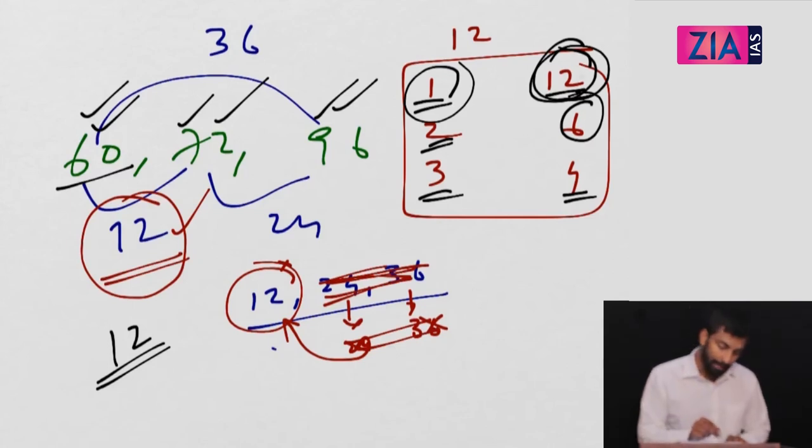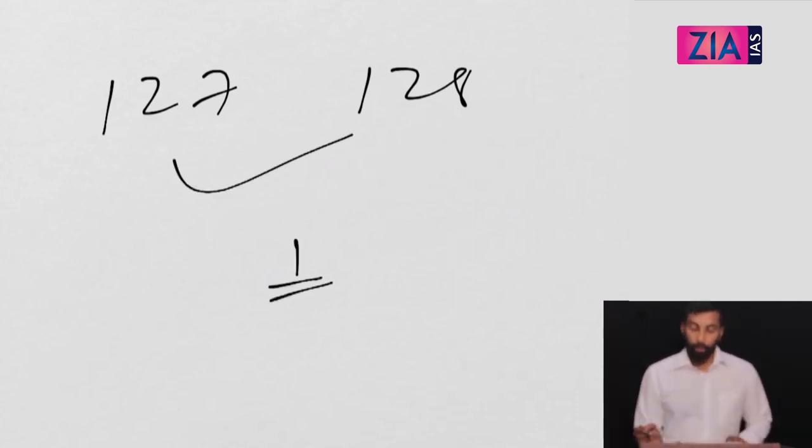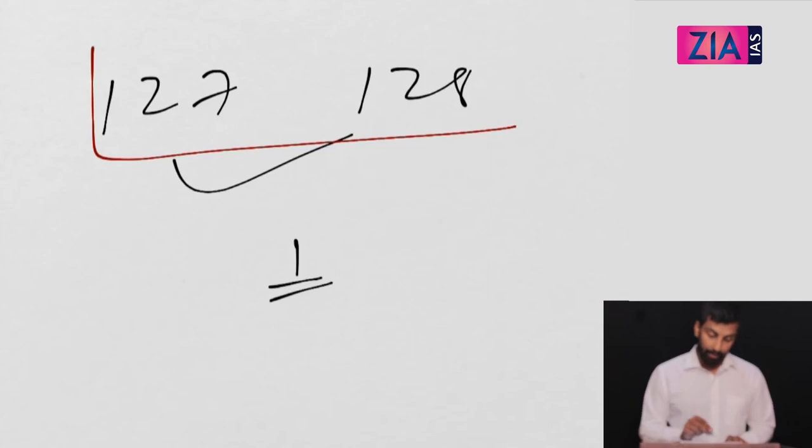So if I ask you directly, what is the HCF of 127, 128? What is your answer? Your answer is just the difference, 1. You don't want to do all these things that you have done earlier, trying to find the common factors and all. Just find the difference.